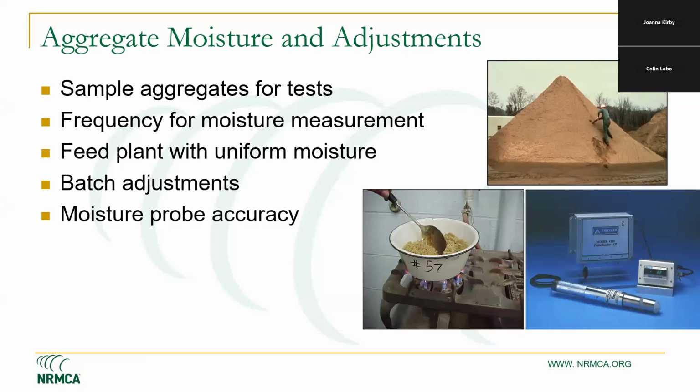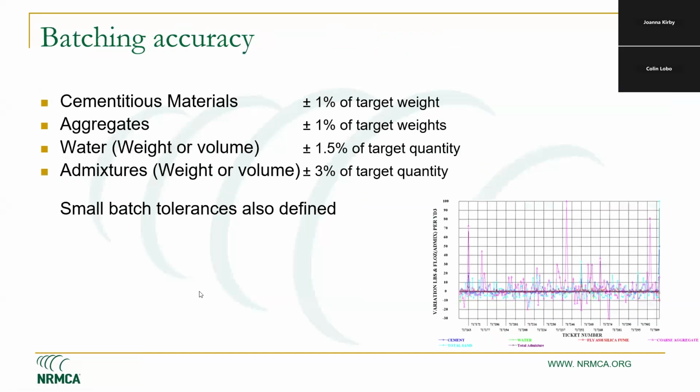Batch adjustments are necessary when you know what your moisture content is. Don't assume that it's always the same percentage. And if you use moisture probes, you have to periodically calibrate those moisture probes with a cook-off on the aggregate, so that you're making sure that the aggregate moisture probes are giving you the right numbers and making the right adjustments in the batching process. These are the requirements for accuracy.